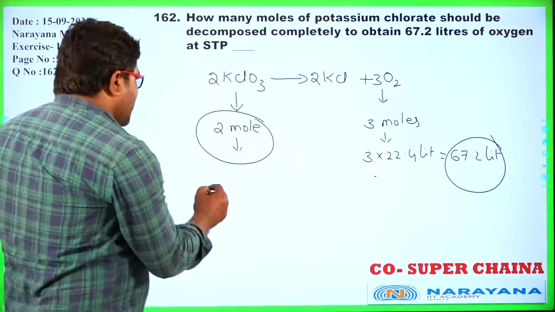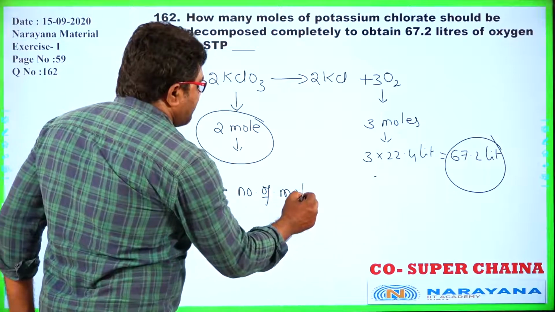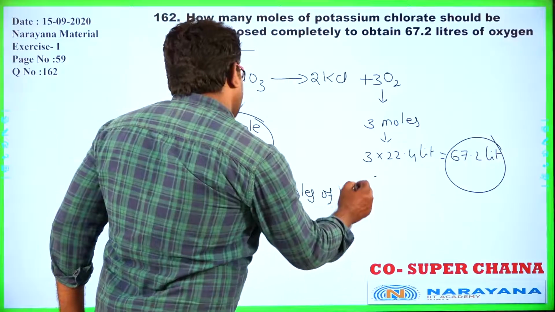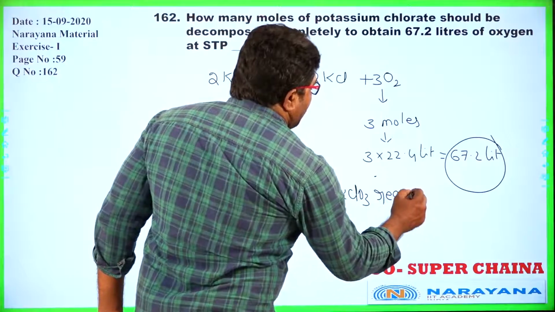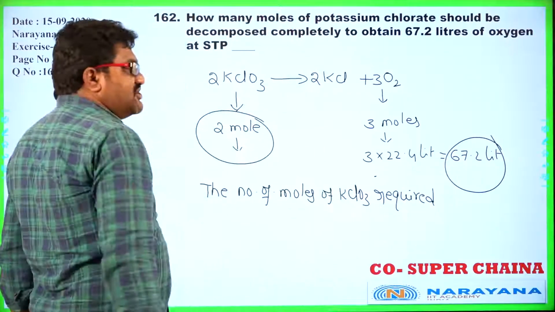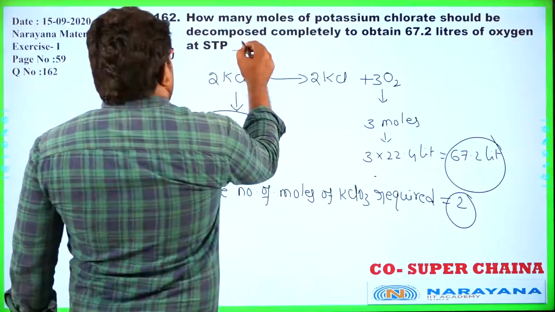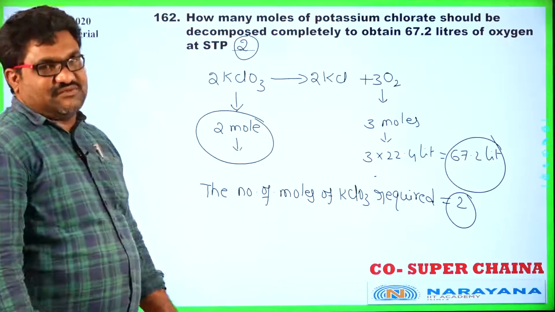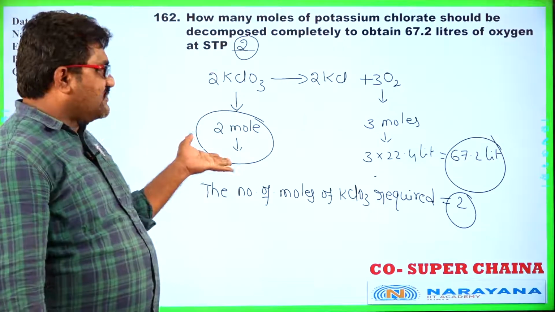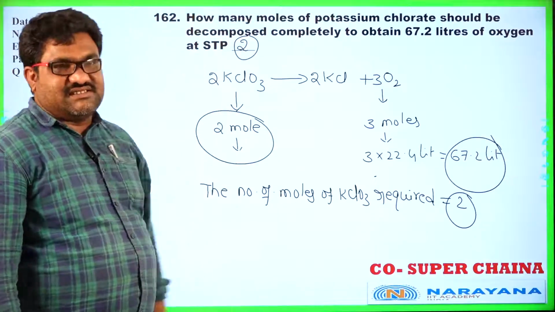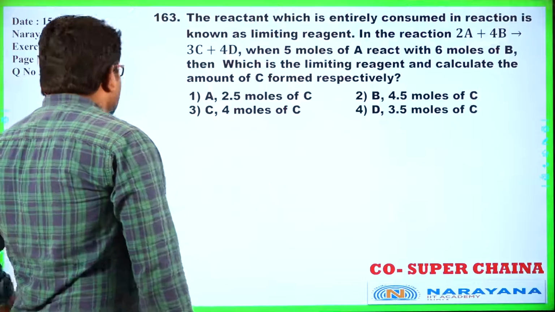So the number of moles of KClO3 required for the formation of 67.2 liters of oxygen is equal to nothing but 2. So here the answer is 2. Clear? So mole volume ratio. No need to do any calculation, directly from that stoichiometric equation the answer was given. Okay? Yes. Let us go for the next question.